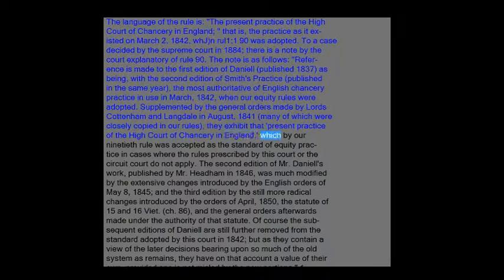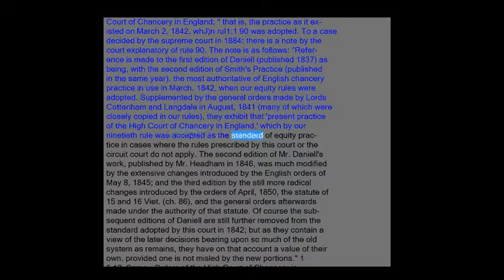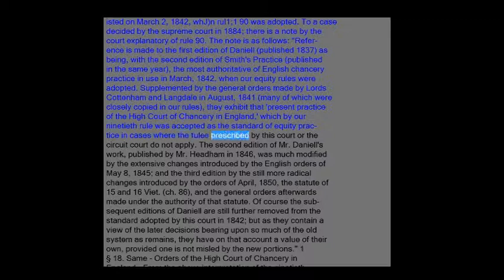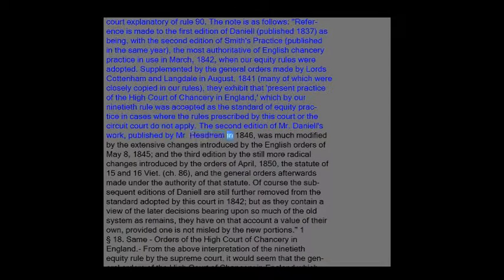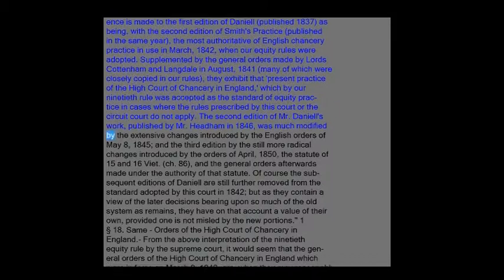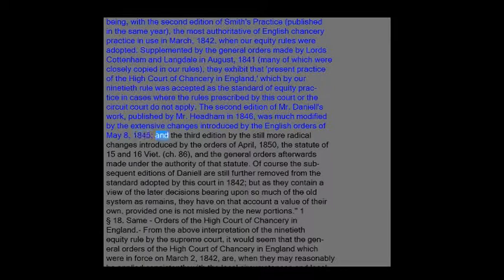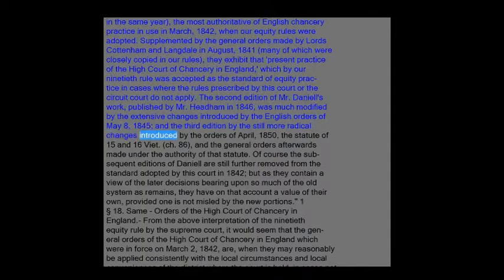They exhibit that present practice of the High Court of Chancery in England, which by our 90th rule was accepted as the standard of equity practice in cases where the rules prescribed by this court or the circuit court do not apply. The second edition of Mr. Daniel's work, published by Mr. Headham in 1846, was much modified by the extensive changes introduced by the English Orders of May 8, 1845, and the third edition by the still more radical changes introduced by the Orders of April 1850, the Statute of 15 and 16 Vict. chapter 86, and the general orders afterwards made under the authority of that statute.